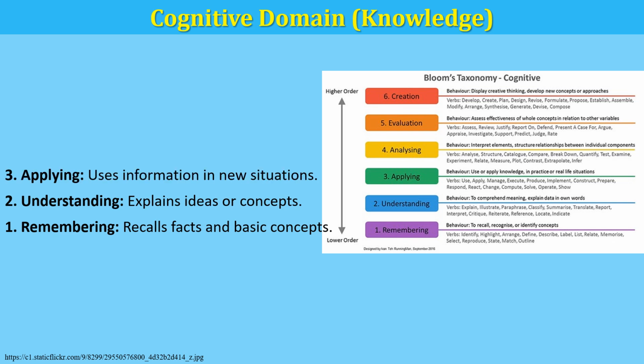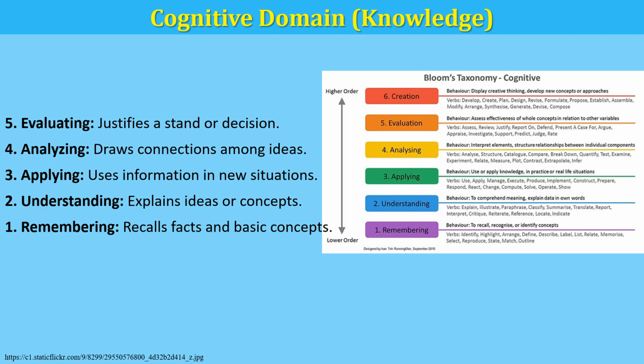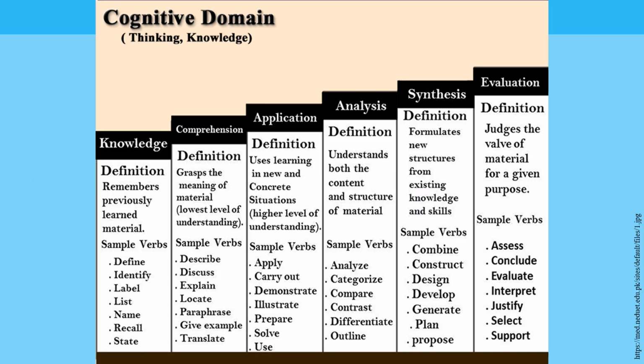Applying: use learned coding techniques to solve a new problem in a programming assignment. Analyzing: how different algorithms impact the efficiency of data sorting in a program. Evaluating: assess the performance and scalability of different database management systems for a project. Creating: design a new software application integrating multiple technologies and features. These are the cognitive domain levels.